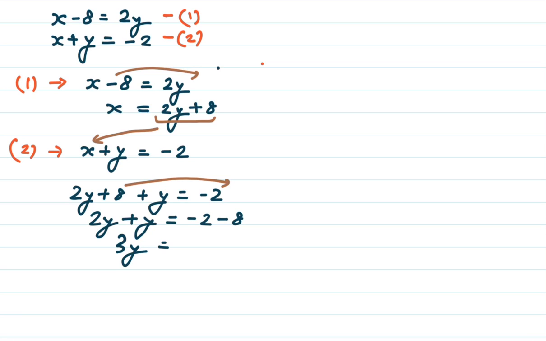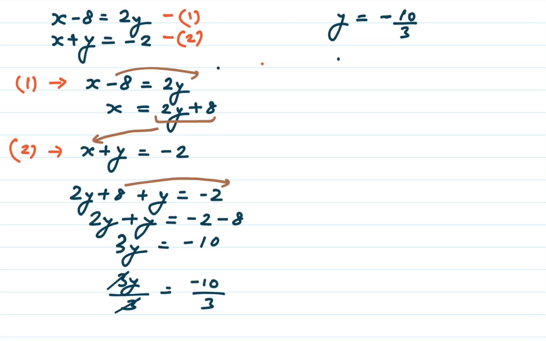So that's going to be 3y is equal to negative 10, and you divide both sides with the number 3, and you finally get the answer of y as negative 10 over 3, which is an improper fraction and can be written as negative 3, 1 over 3. So that's the answer for y.